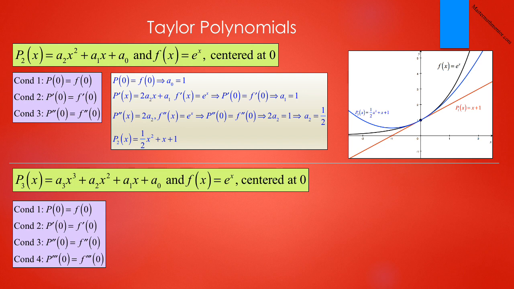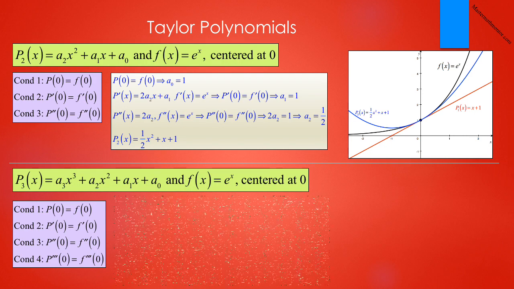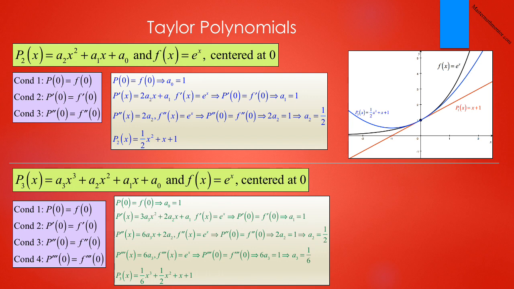P of 0 has to equal f of 0. P prime of 0 has to equal f prime of 0. P double prime of 0 has to equal f double prime of 0. And P triple prime of 0 has to equal f triple prime of 0. Our first condition is that P of 0 equals f of 0, and that means A0 is 1.